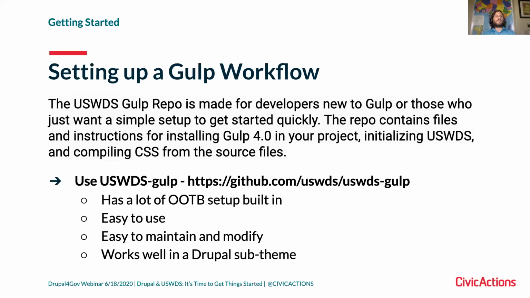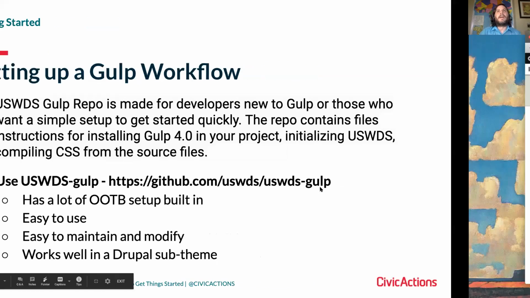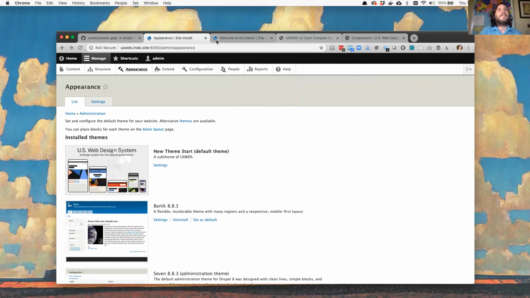The repo contains files and instructions for installing gulp 4.0 in your project and initializing USWDS and compiling CSS from the source files. So that's what we're going to cover here. And I'll just show you that page real quick.